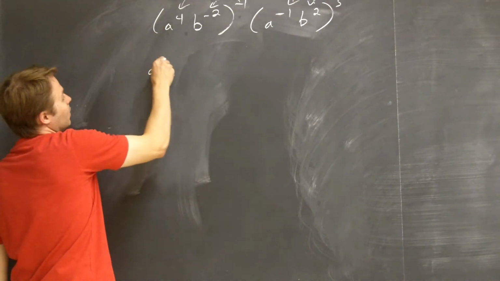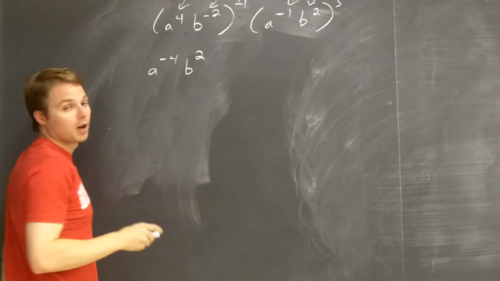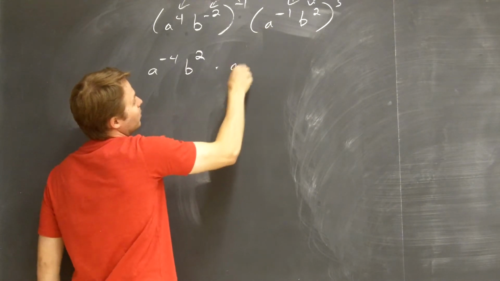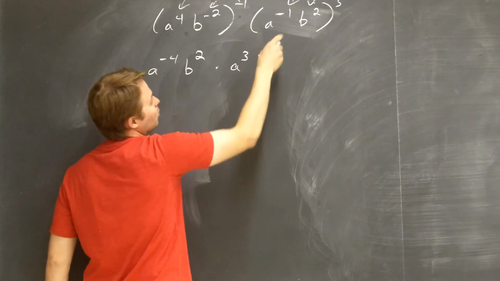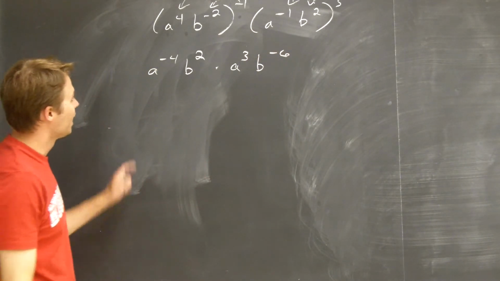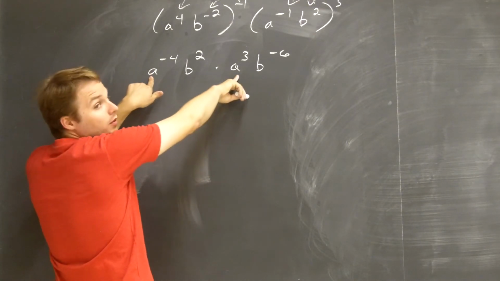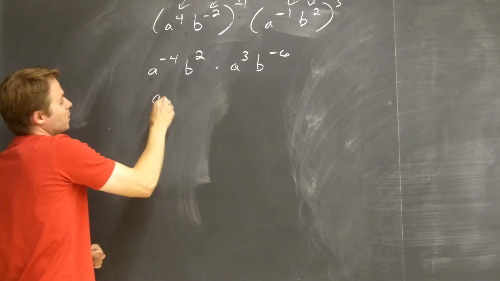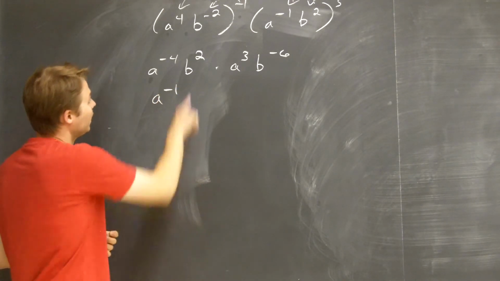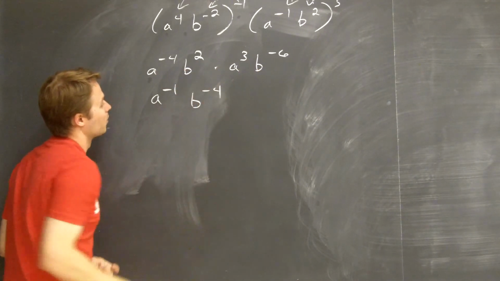So 4 times negative 1 is negative 4. Negative 1 times negative 2 is positive 2. Negative 1 times negative 3 will be a positive 3, and then 2 times negative 3 will be a negative 6. So now I'm at the point where I can combine these like terms by multiplying a to the negative 4th times a cubed. So this will be a to the negative 1st, since negative 4 plus 3 is negative 1, and then 2 plus negative 6 is b to the negative 4th.